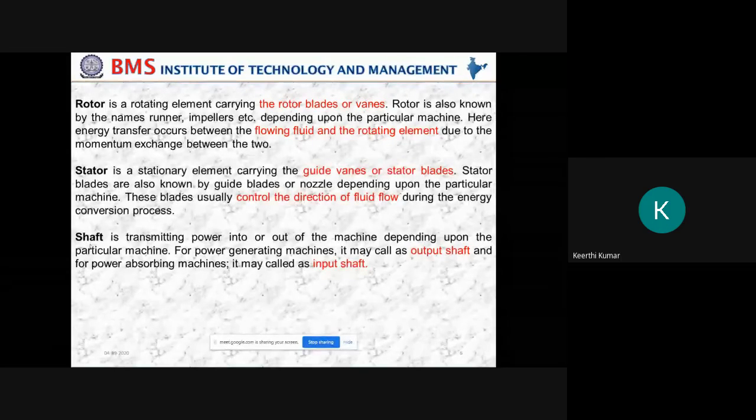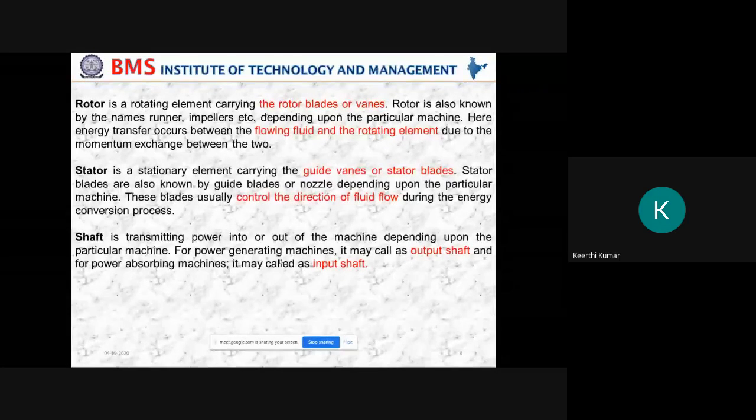Then coming to the shaft. The shaft is used to transmit the power into the machine or out of the machine, depending upon the particular machine. For example, here is very important. For power generating machine, it may be called an output shaft, and for power absorbing machine, it may be called an input shaft. So what do you mean by power generating machine and power absorbing machine? A power generating machine means the turbo machine which generates the power. For example, we can call it hydraulic turbine, steam turbine, gas turbine. All these are power generating machines. In all these three, there is a rotating element and there is a fluid interaction.